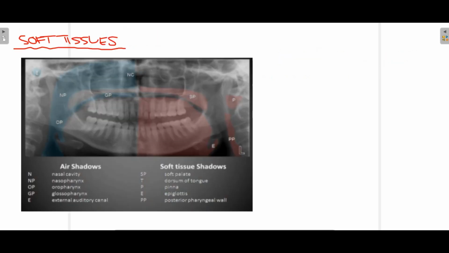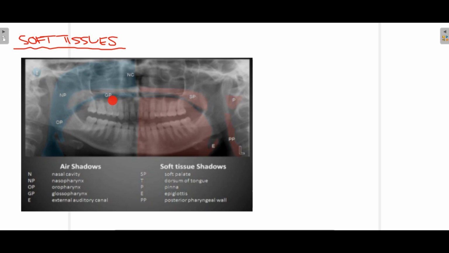Now talking about some soft tissues that are visible in an OPG, although OPG mainly focuses on the hard tissue, sometimes the soft tissues are also visible. So let's talk about that. Now this structure right over here, NC, is your nasal cavity. Next you can see over here is your nasopharynx. Just below the nasopharynx we have your oropharynx.